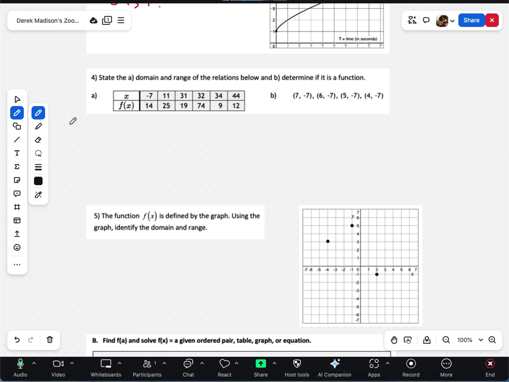So for the independent variables, in the computer I think there's an answer box and it has the brackets around the box, so you don't have to type these brackets. But for the domain, we would have what's called braces. It's the squiggly brackets, and that's how we do a list. Again, I don't think you have to type it on the computer. But this would be -7, 11, 31, 32, 34, 44.